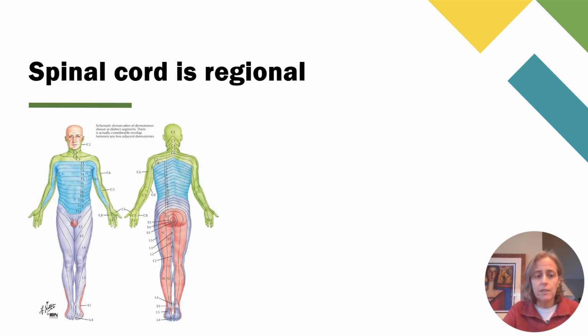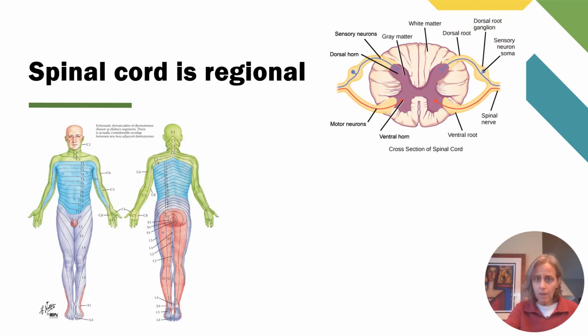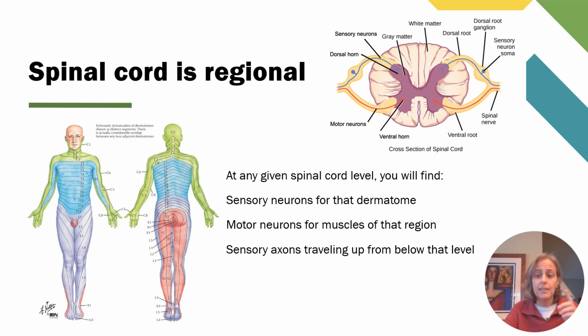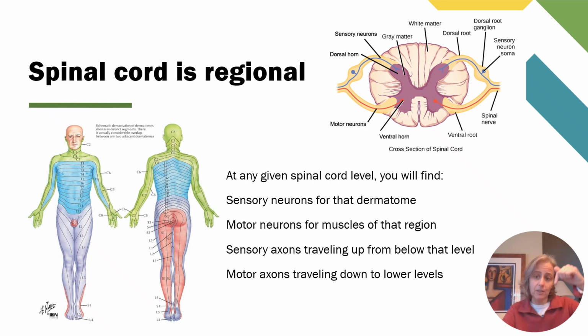So again, here is a different dermatome map. It's the same information, just slightly different color scheme. Again, remembering that it's the neurons that are located at that level, at that particular cucumber slice, that are going to be important for that region of the spinal cord. But we're not only going to find the sensory neurons for that dermatome, or at least their axons, and the motor neurons for muscles in that general region, but we're also going to find sensory axons that are traveling up from below that level, and motor axons that are traveling down from higher, that are trying to get to lower levels still. Let's do an example.